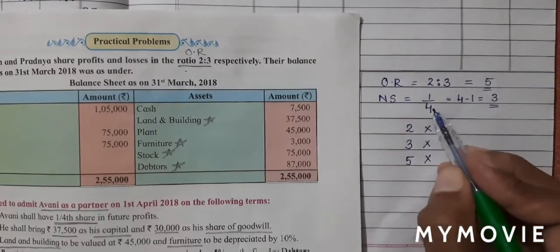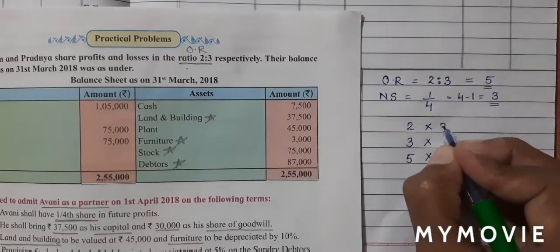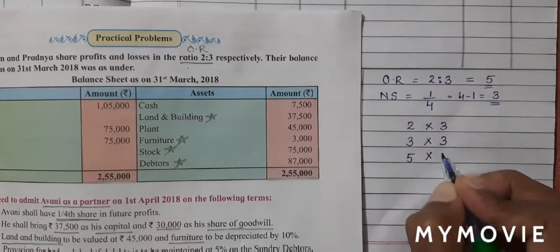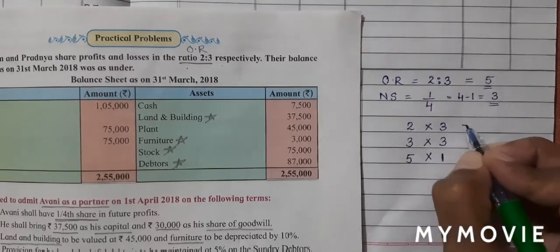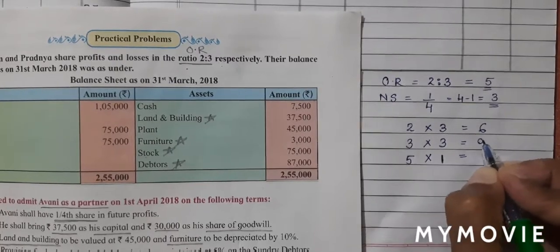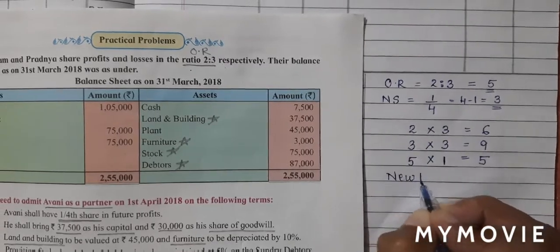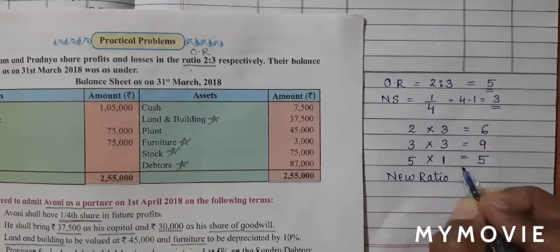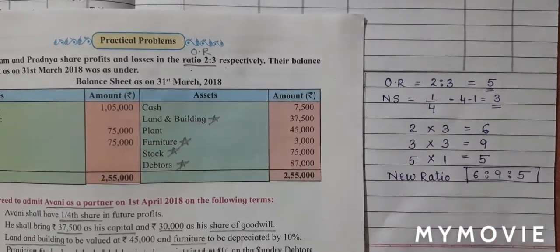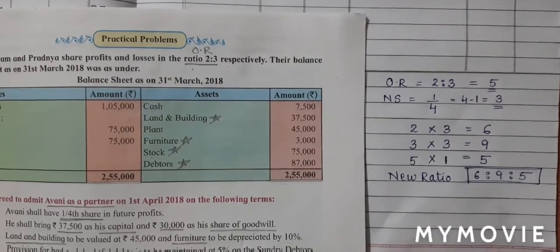Then I'll multiply. Now out of 4 shares, 1 share belongs to the new partner. So the balance 3 shares will belong to the old partners. So I'll multiply it by 3. And for the new partner, I'll multiply it by 1. So what will be the total of it? 3 2s are 6, 3 3s are 9 and 5 1s are 5. So students, my new ratio, what I have got is 6:9:5.